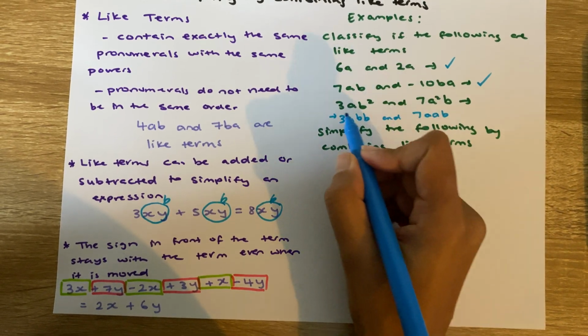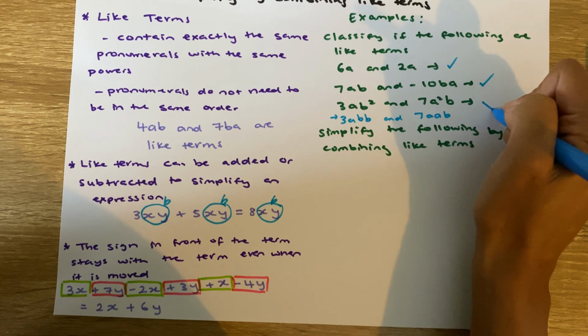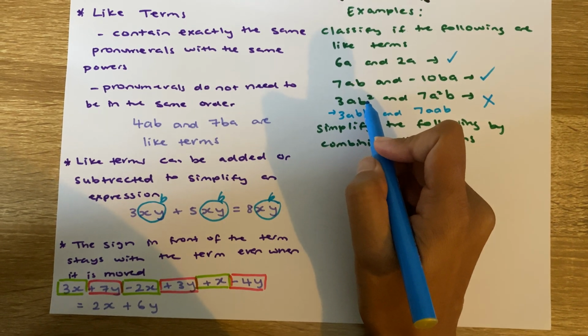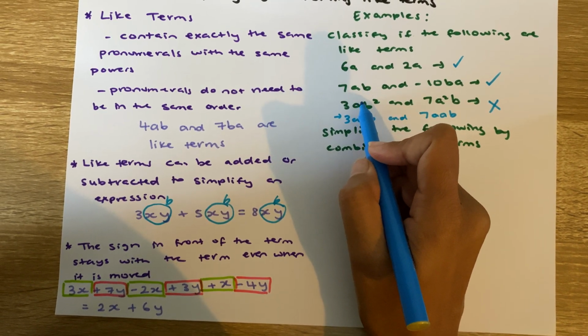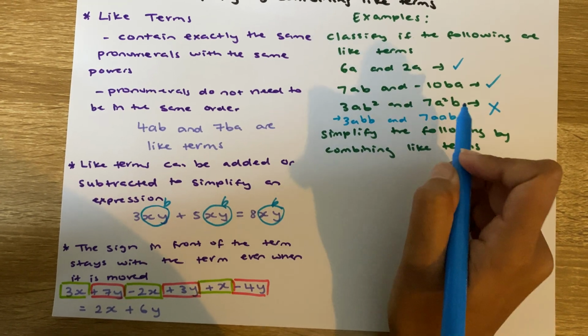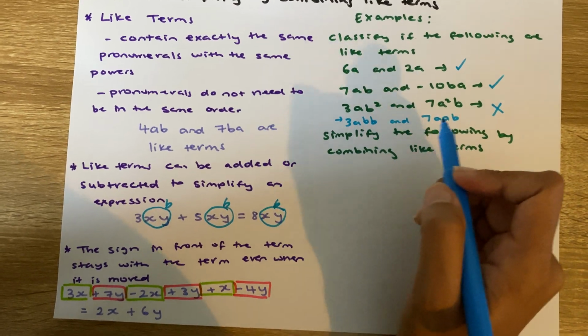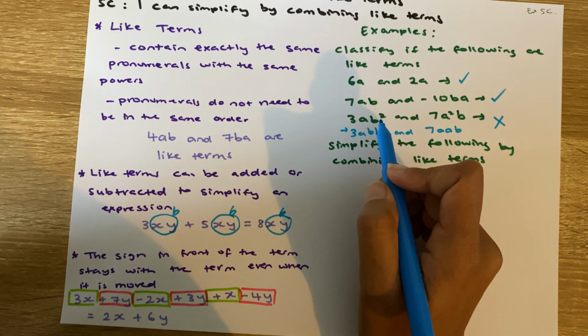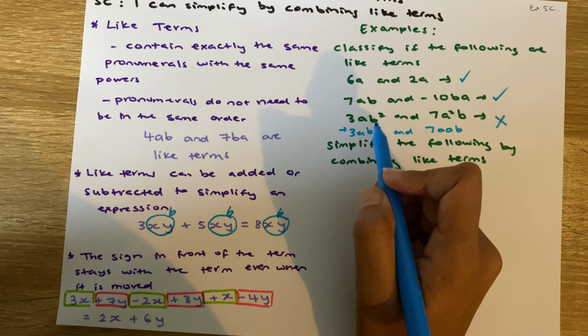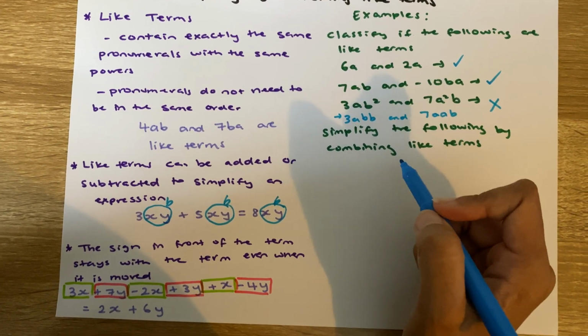Are they the same now? No, they are not. So they are not like terms. If they were like terms, the squared would have to be on the same letter for each of them. So even though they contain the same letters, that does not mean that they are like terms, because they do not contain the same amount of each letter or each pronumeral.